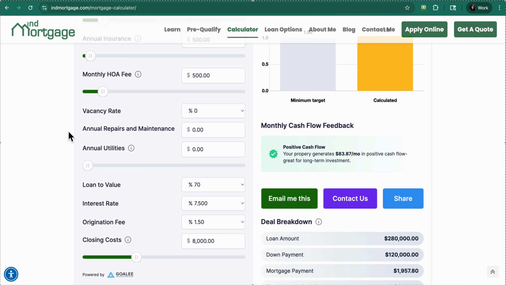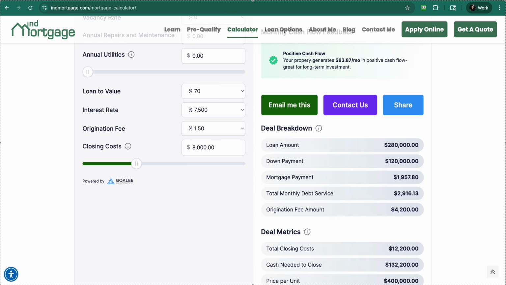The vacancy rate, repairs and maintenance, and annual utilities numbers you can leave blank. Many of the lenders I work with will not account for these expenses, but you may want to consider them for your own investment analysis.